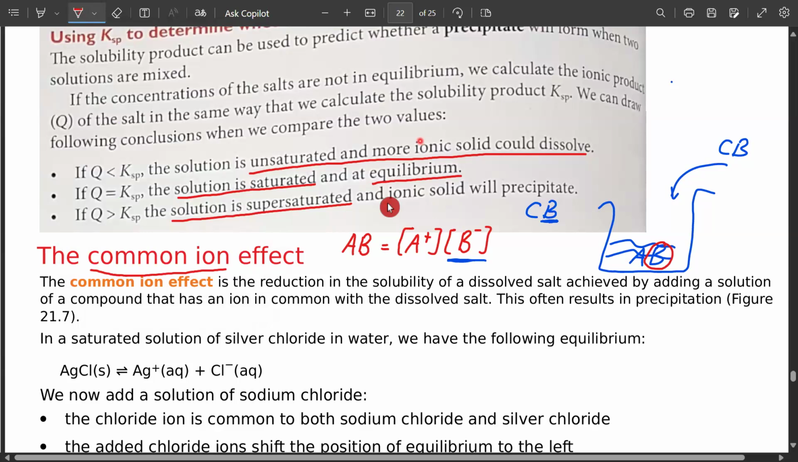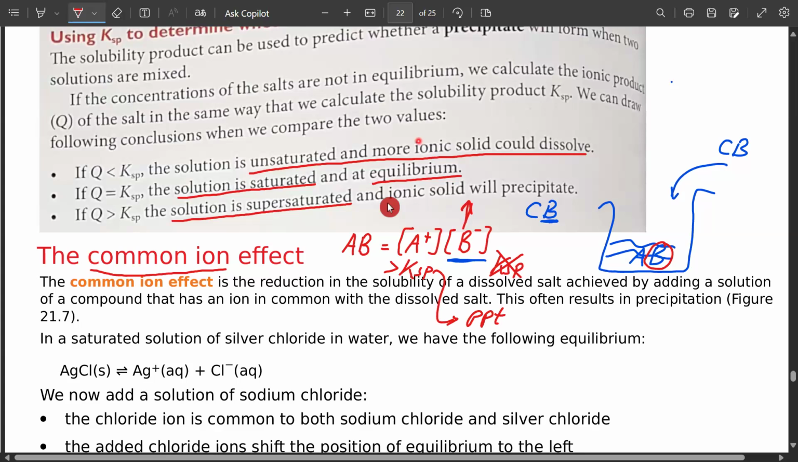So if the value of the B negative ion increases, that would mean it will not remain in the KSP state anymore. The KSP state will be violated. The value of this product will then be higher than the value of the KSP, and that will lead to the formation of the precipitate. Is this clear? Yeah, I got it.